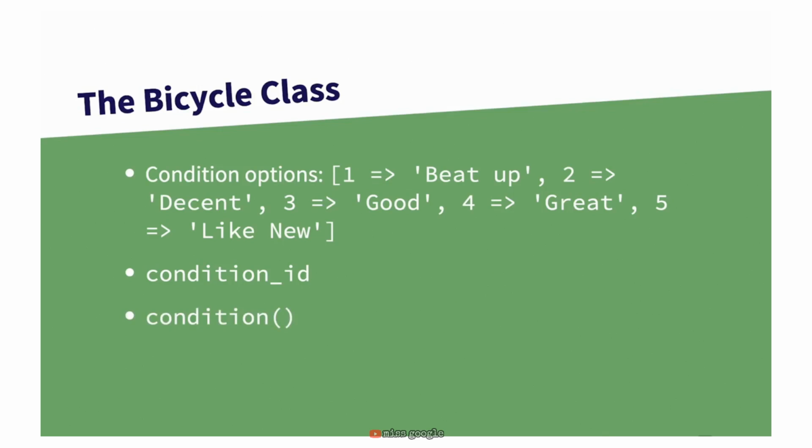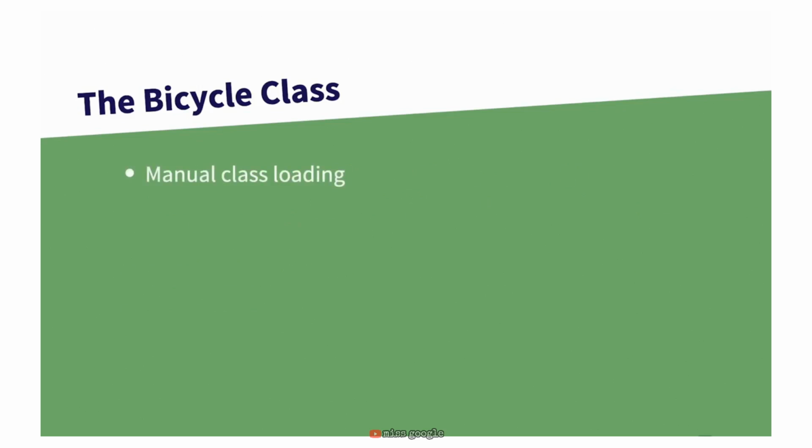So if it was a 5 for the condition ID, then the condition would return a value that was like new. Once you've got your bicycle class defined, don't forget that we've got to load it in our project somehow. So you can do manual class loading if you want to require the file directly, or you can use Autoload. Try this as an exercise on your own. In the next movie, I'll go over the solution that I came up with to make sure that we have the same results.